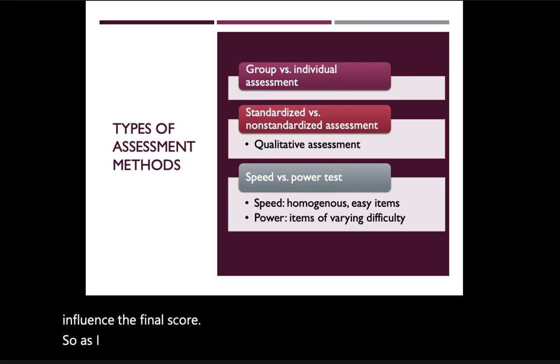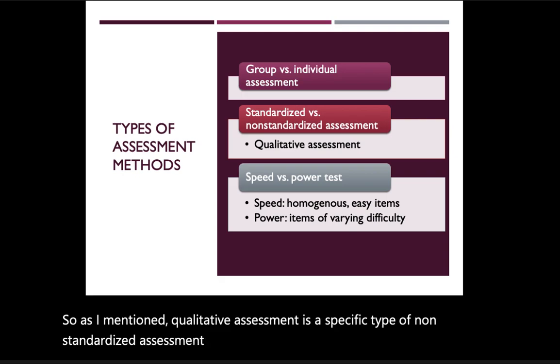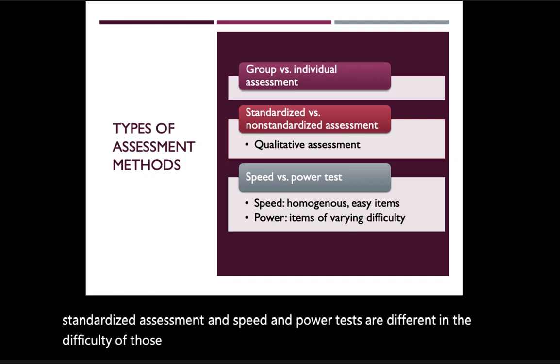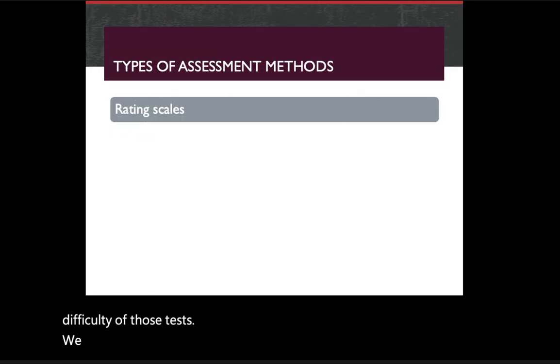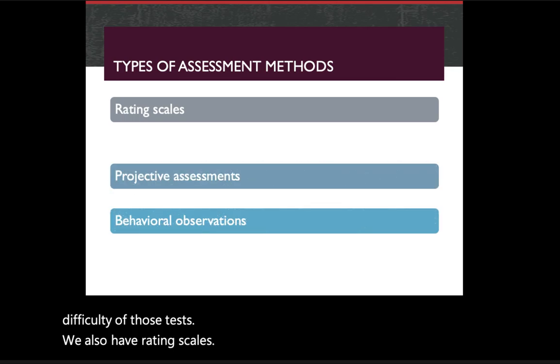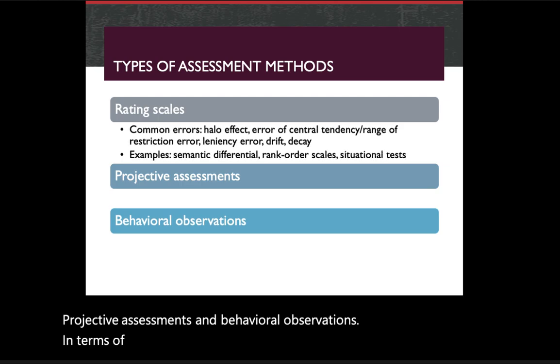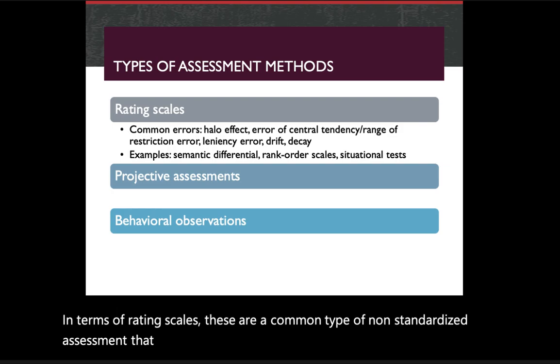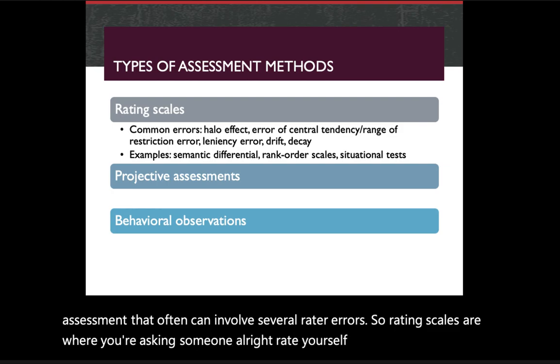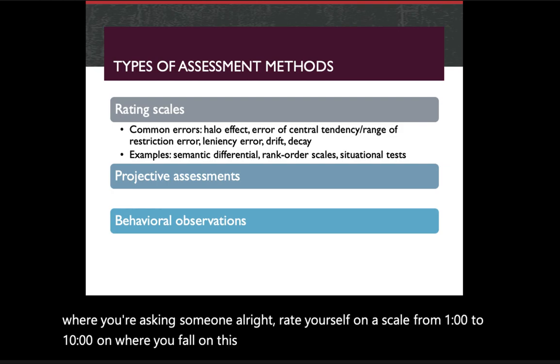So, as I mentioned, qualitative assessment is a specific type of non standardized assessment, and speed and power tests are different in the difficulty of those tests. We also have rating scales, projective assessments, and behavioral observations. In terms of rating scales, these are a common type of non standardized assessment that often can involve several rater errors. Rating scales are where you're asking someone, rate yourself on a scale from 1 to 10 on where you fall on this specific trait.